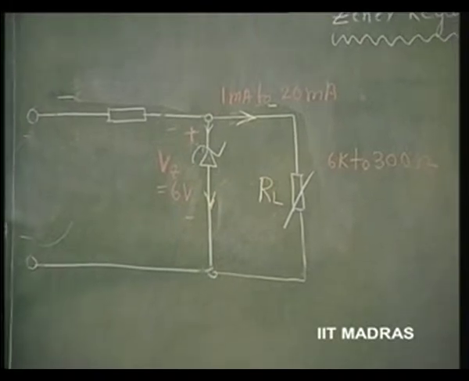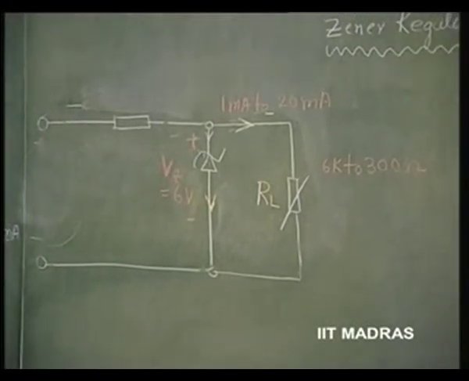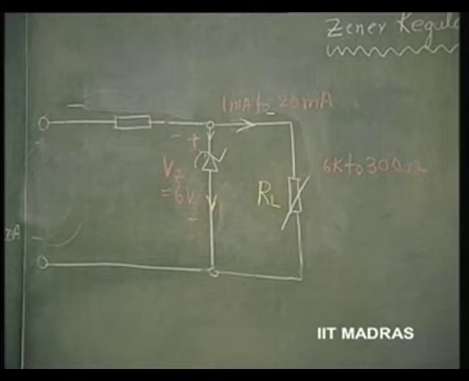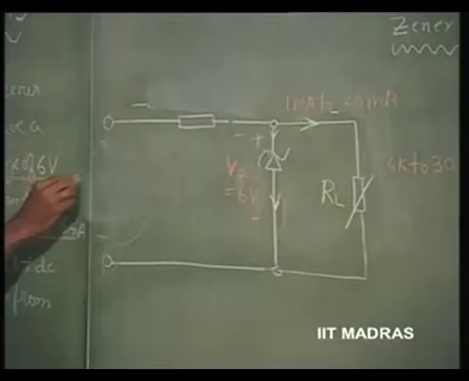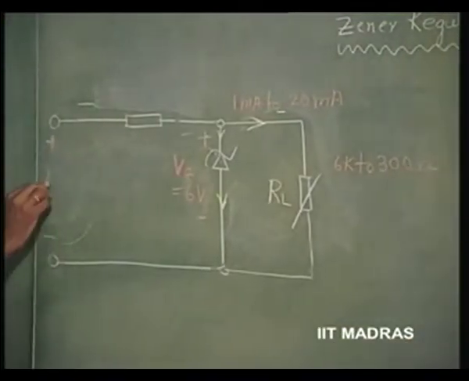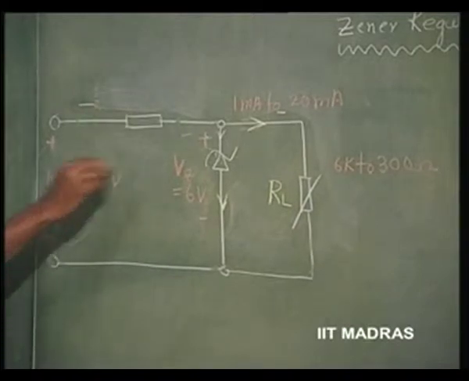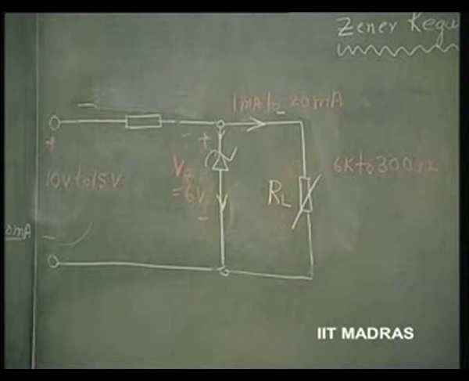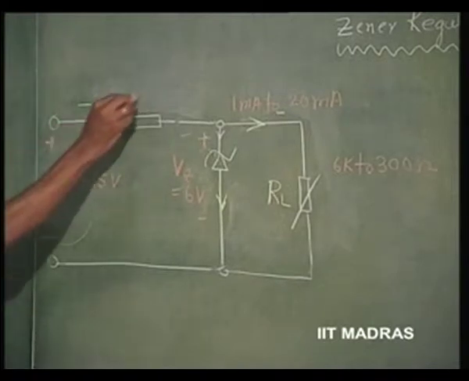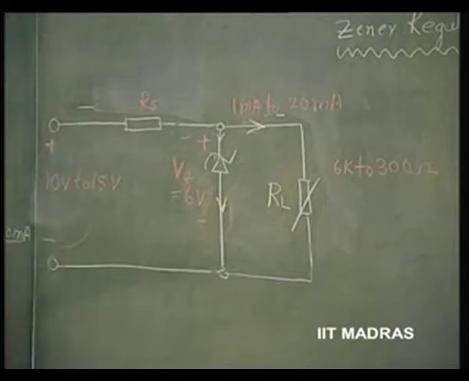Now, the input is supposed to vary from 10 volts to 15 volts. Fix up the value of Rs.